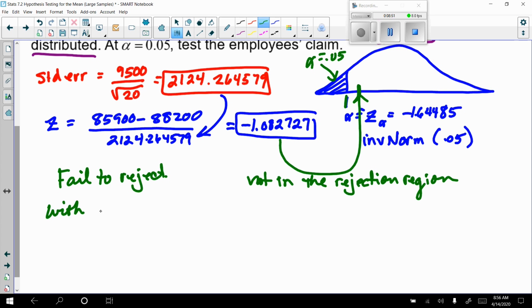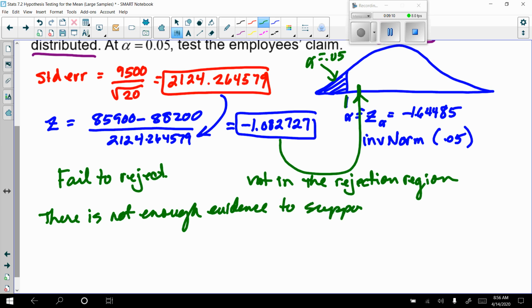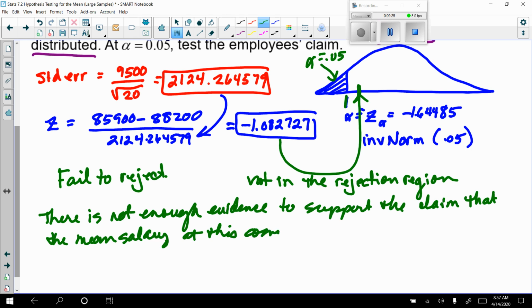Or actually, let's say this: there is not enough evidence to support the claim that the mean salary at this company is less than $88,200.